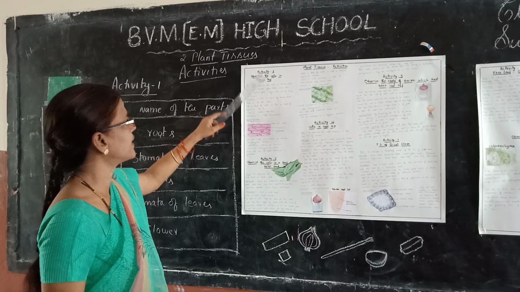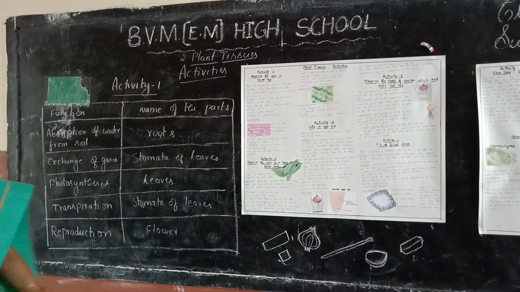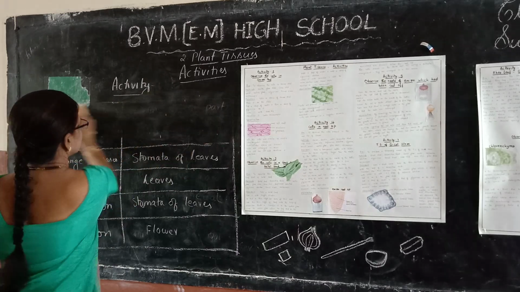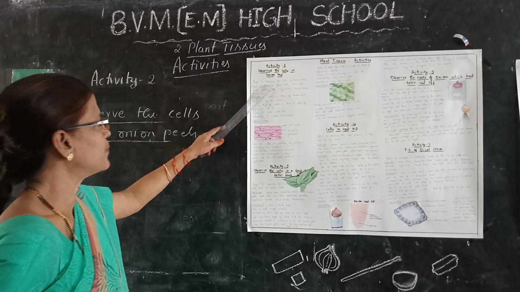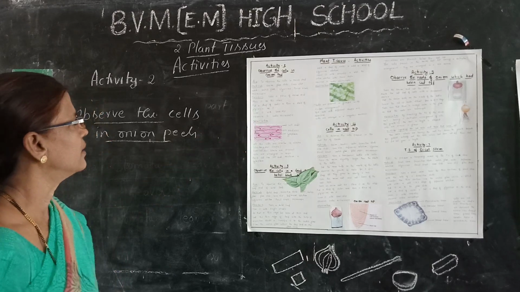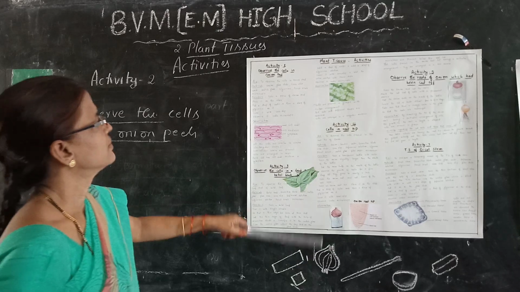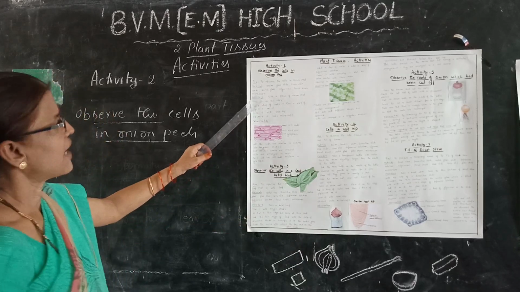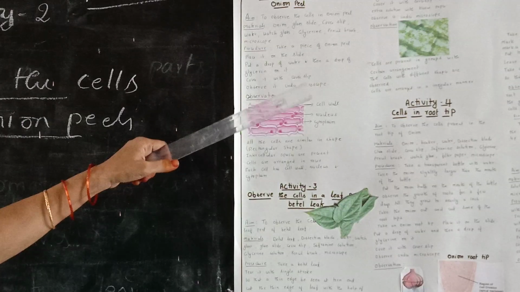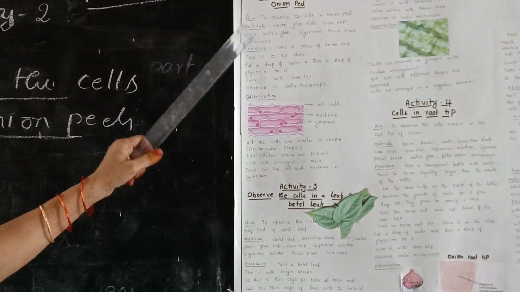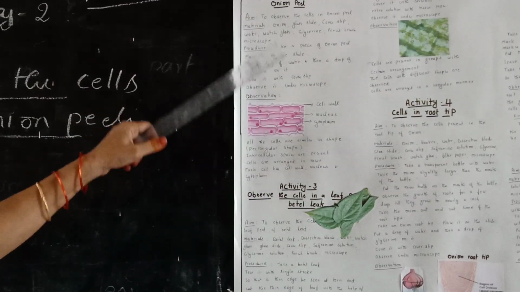Let us see another activity. Observe the cells in onion peel. What are the materials required? Onion, glass slide, cover slip, water, watch glass, glycerine, pencil brush and microscope. Now let's see the procedure of this activity.